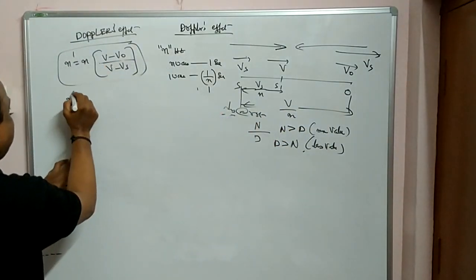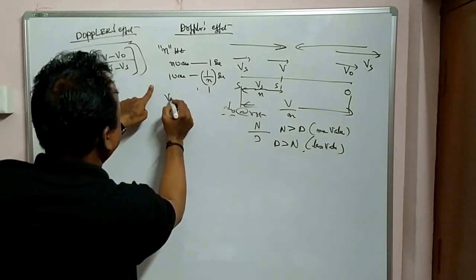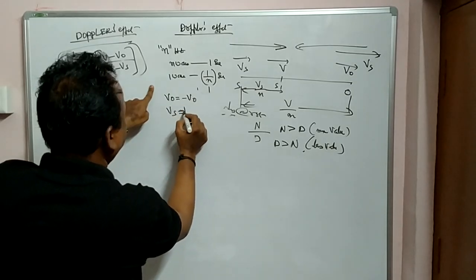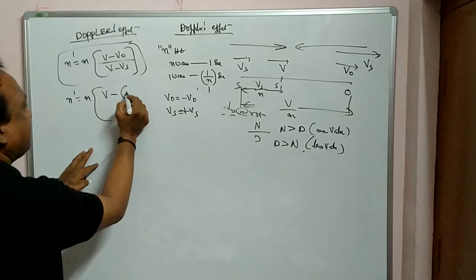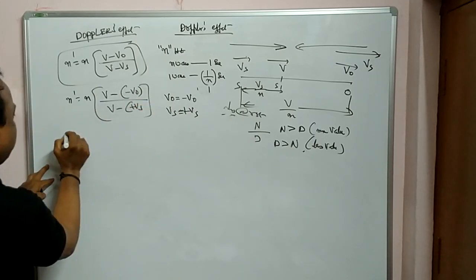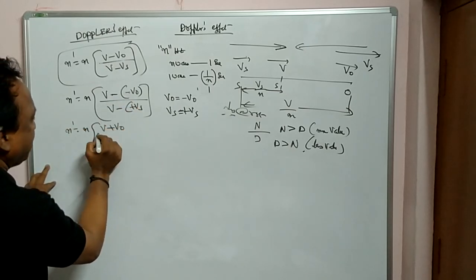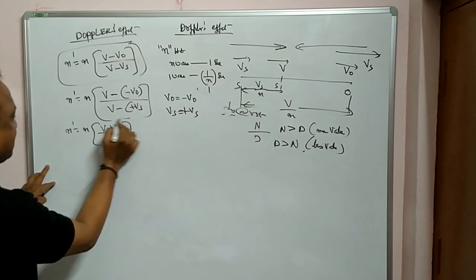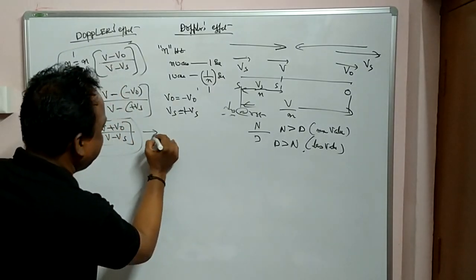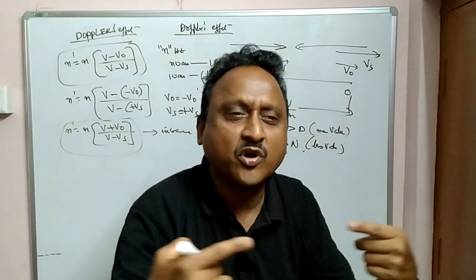So what happens? n dash is equal to n into (v minus v0) by (v minus vs). For the numerator to be greater, v0 should be what? Minus v0, and vs is what? Plus vs. Substitute here: minus v0 by v minus plus vs. Therefore n dash is equal to n into (v plus v0) by (v minus vs). See, numerator is greater than denominator. So here also again, what happens? The apparent frequency increases when source of sound and observer are both approaching each other.